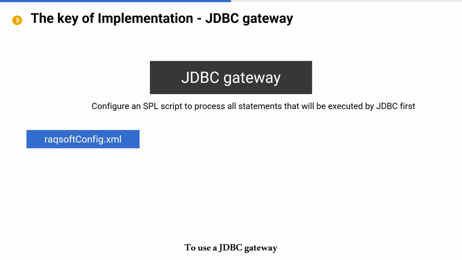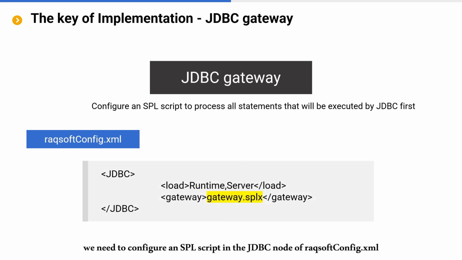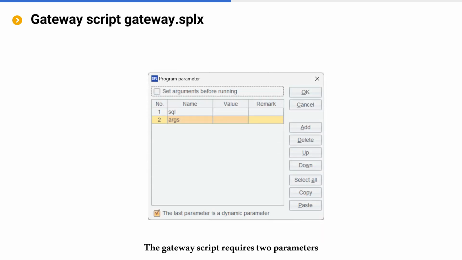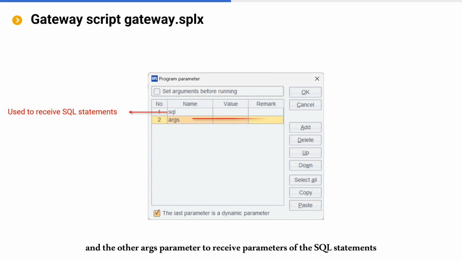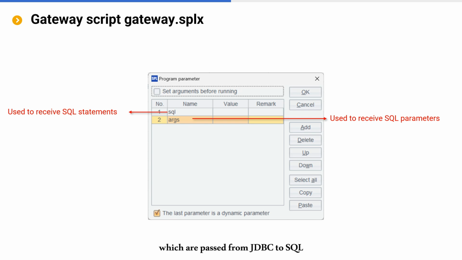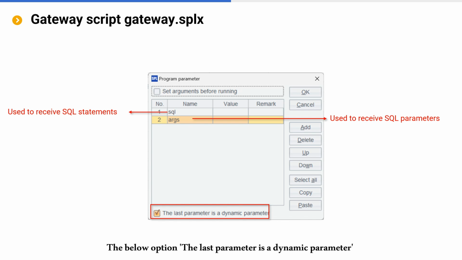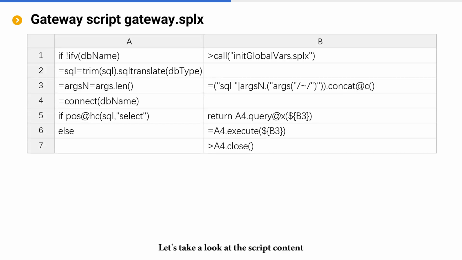To use a JDBC gateway, we need to configure an SPL script in the JDBC node of RacksoftConfig.xml, such as gateway.splx configured here. The gateway script requires two parameters, one SQL parameter to receive SQL statements, and the other args parameter to receive parameters of the SQL statements, which are passed from JDBC to SPL. The last parameter is a dynamic parameter, and the option below needs to be checked in order to receive multiple parameters of the SQL statements. Let's take a look at the script content.